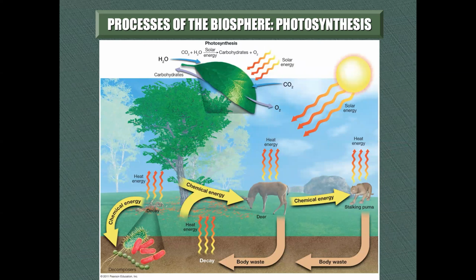I prefer the equation way, but if you prefer a more visual, this image right here is, I think, very good. You have solar energy. You have that formula that I addressed earlier, CO2 plus H2O in the presence of solar energy creates carbohydrates and oxygen.